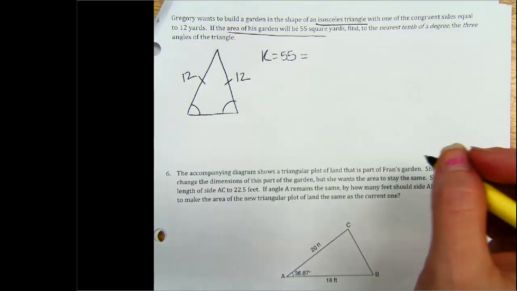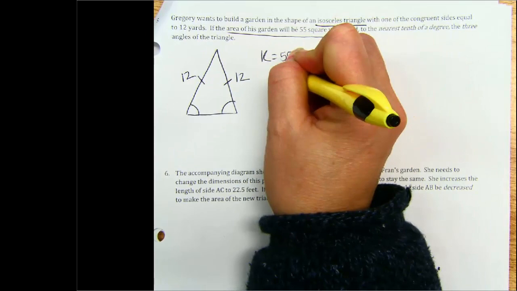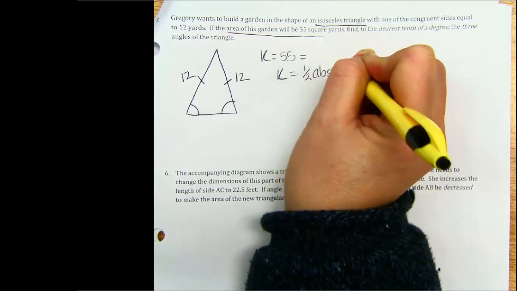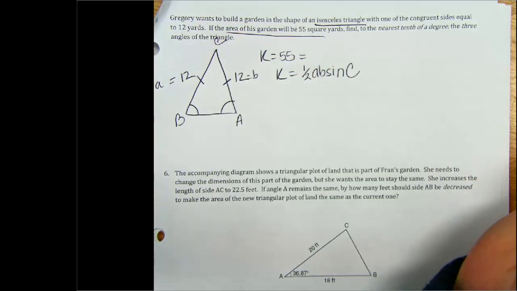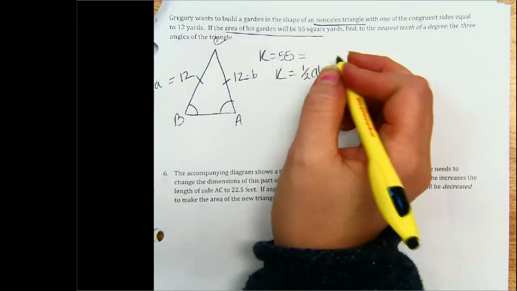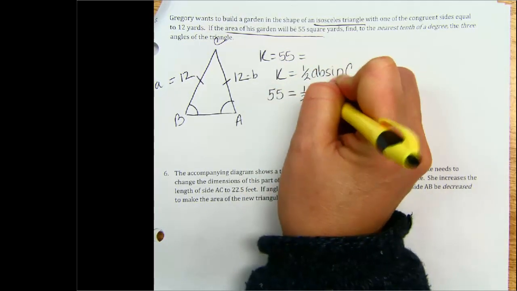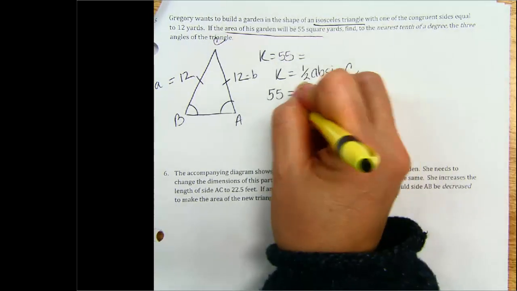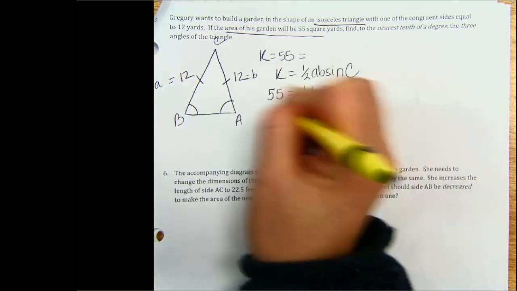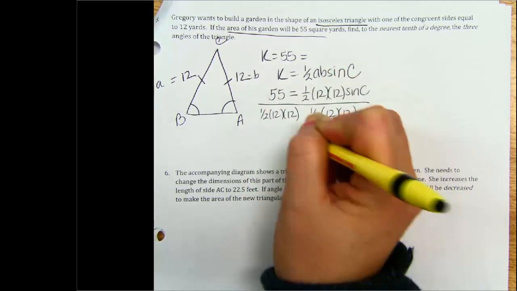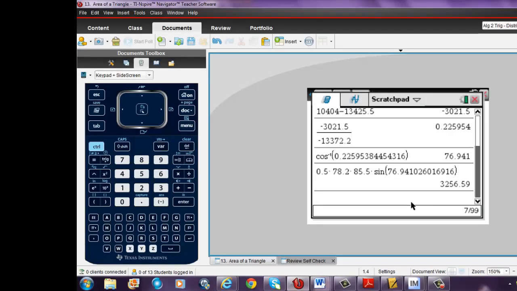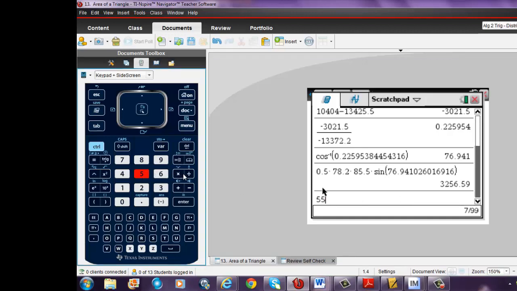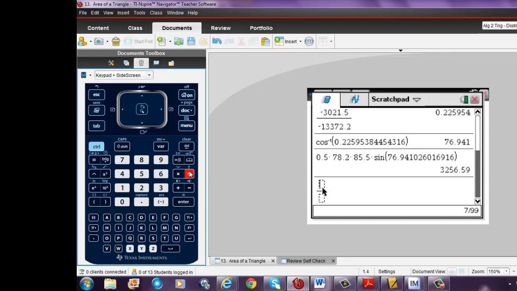So I use my area formula, but I know the area, so I have to substitute appropriately and solve appropriately. So area is 1/2 AB sine C. Now I know my sides 12 and 12, so I'm going to call them A and B to help me with the formula. And so the first angle I'll find is angle C. So substituting in, I have 55 equals 1/2 times 12 times 12 times sine C. And to get sine C alone, divide everything by 1/2 times 12 times 12. Again, I go to my calculator, use my fractions template, set things up appropriately, get the ratio, and then inverse sine to find angle C. Again, if you get it, feel free to fast forward and check your answer against mine.